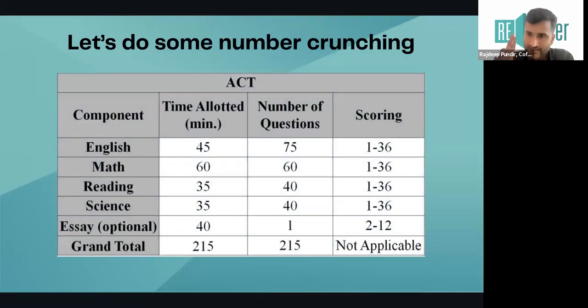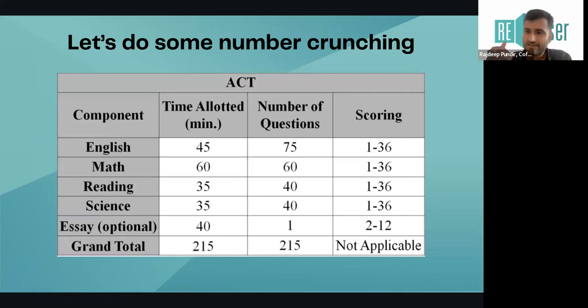Now, these are largely in terms of the format. Now let's try and understand, topic-wise, what they are testing you on and how different they are in those perspectives and parameters. As I said, there are 5 different sections. The first one is English, then maths, reading, science, and an essay component, which is optional.